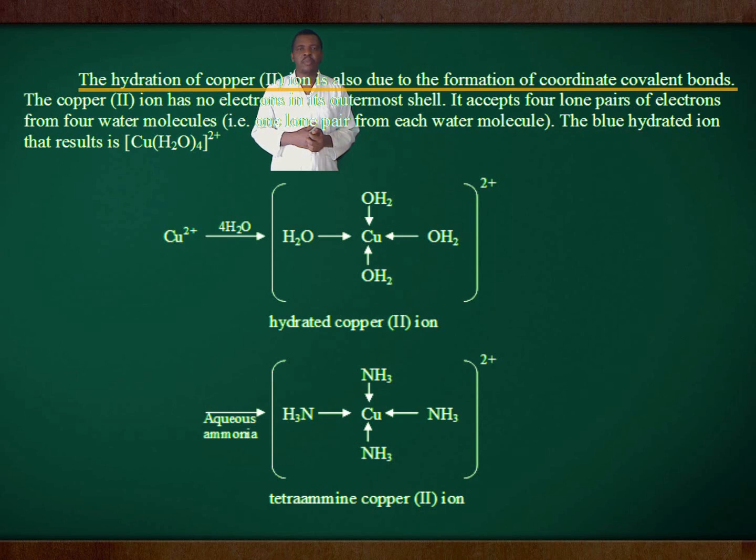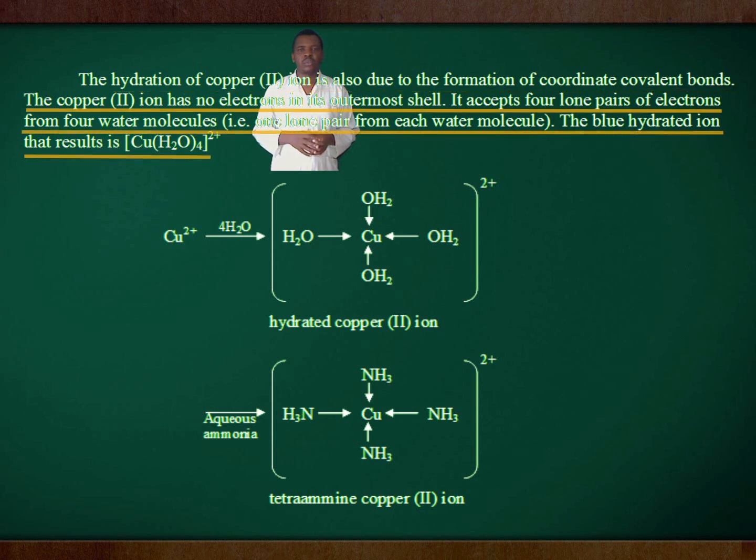The hydration of copper 2 ions is also due to the formation of coordinate covalent bonds. The copper 2 ion has no electrons in its outermost shell. It accepts 4 lone pairs of electrons from water molecules, that is, 1 lone pair from each water molecule. The blue hydrated ion that results is the hydrated copper ion.